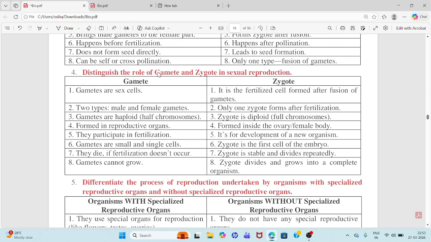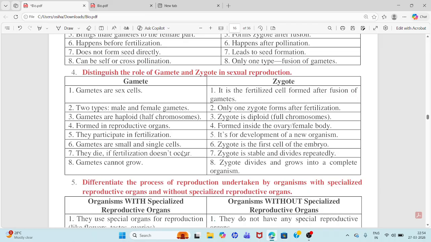Fourth question: distinguish between the role of gamete and zygote in sexual reproduction. Gametes are sex cells. Zygote is the fertilized cell formed after fusion of gametes. Types: male and female gametes. Only one zygote forms after fertilization. Gametes are haploid, meaning half chromosomes. Zygote is diploid, meaning full chromosomes. Gametes are formed in reproductive organs, zygote forms inside the ovary or female part. Gametes participate in fertilization. Zygote is for development of a new organism.